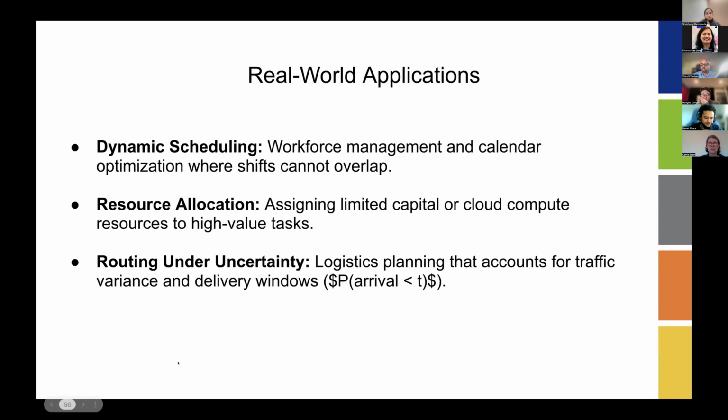Here are some of the real-world applications where agentic systems are already playing a role. Some of them are dynamic scheduling, resource allocation, routing under uncertainty. This is not a comprehensive list, but these are the domains that are seeing promising results from the agentic world.